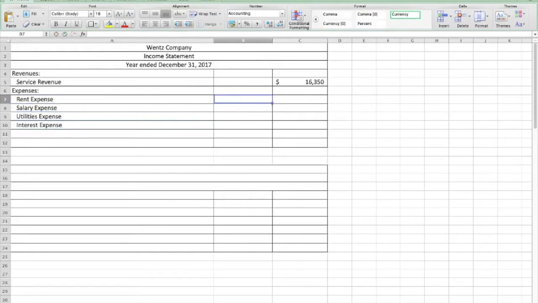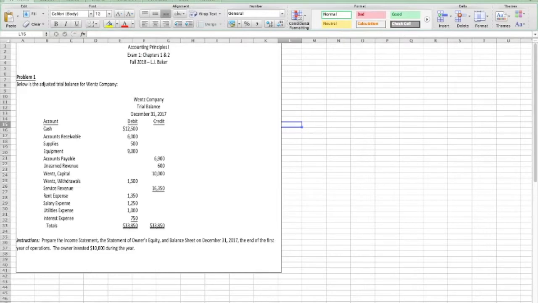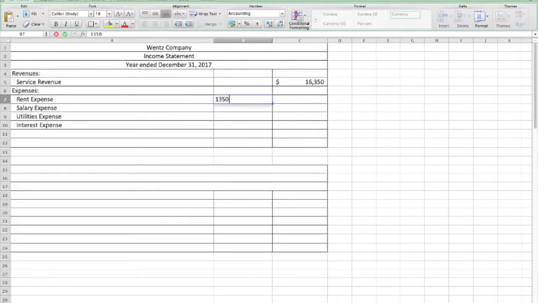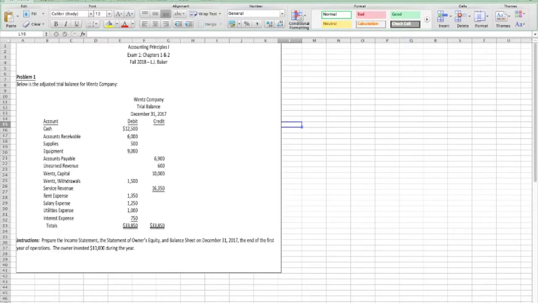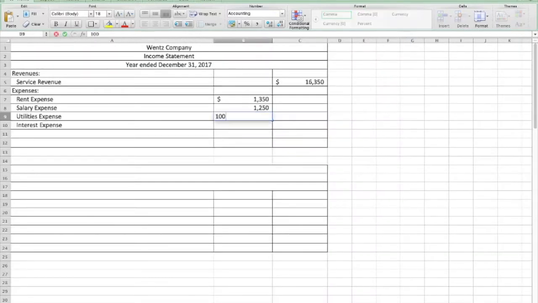Now because I have 4 of them, their numbers are going to go here in the left column so that I can group them together, and then put the total over to the right column. $1,350 was the first one. Because it's the first number in this column, you'll notice it also has a dollar sign with it. Salary expense was $1,250. Utilities expense, $1,000. And interest expense, $750. I'm going to underline that $750 to show that I'm about to do some math to that number.